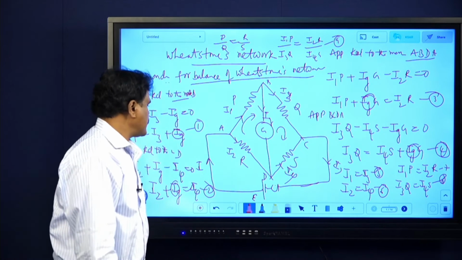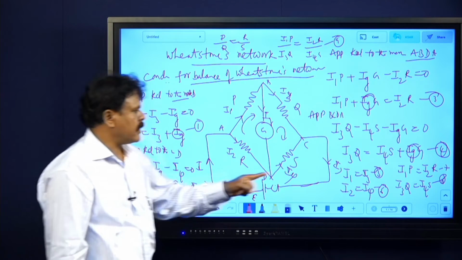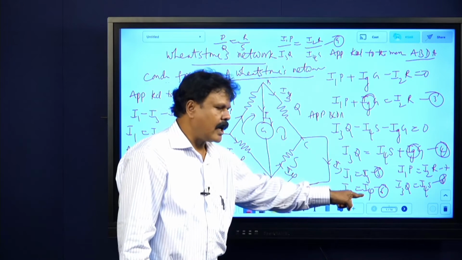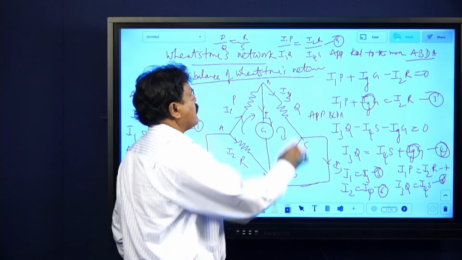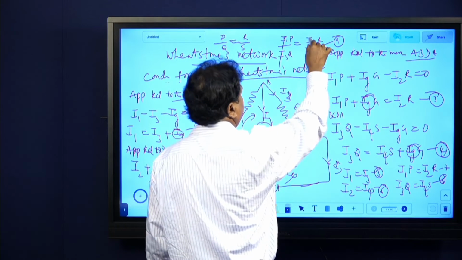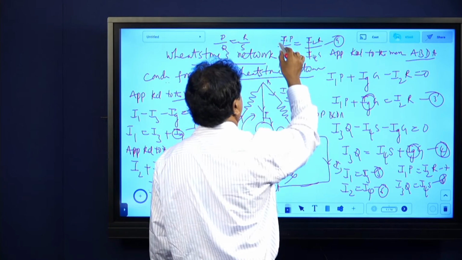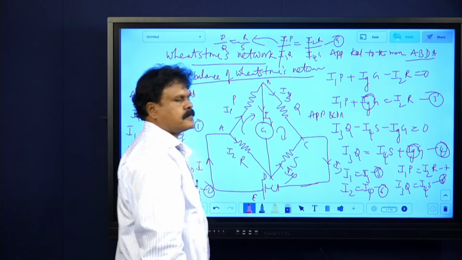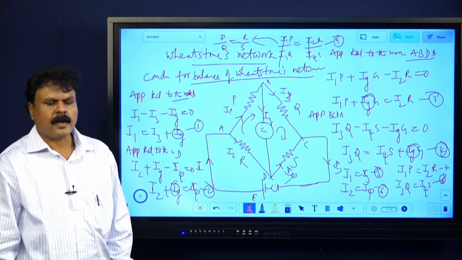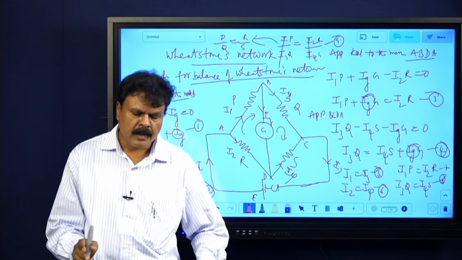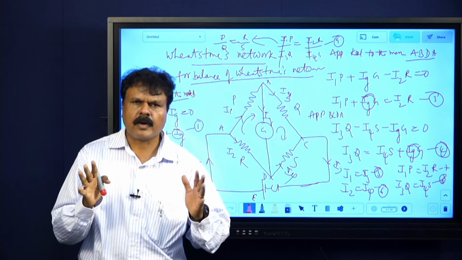Next, from equations 5 and 6, I1 equals I3 and I2 equals I4. What is left? P by Q equals R by S. Look at this, then comes the meter bridge. Okay. So this is almost what we have covered.